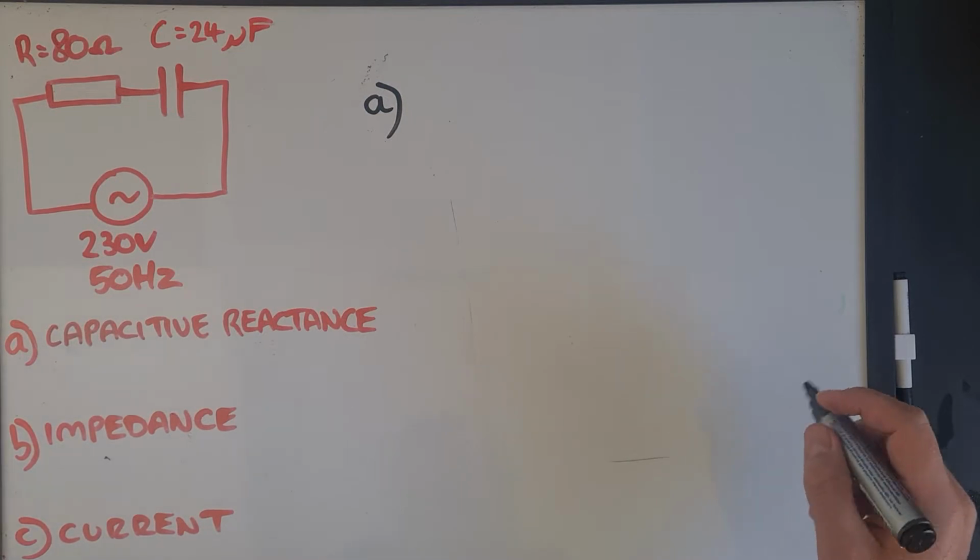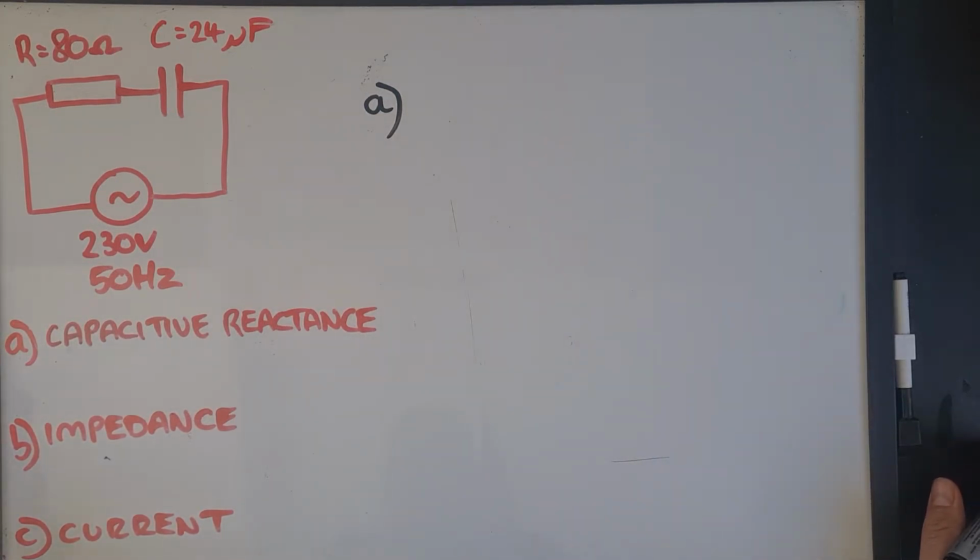Okay, so if you're not sure why this is important, well, in AC theory, we need to know for every single component that we deal with the degree to which it opposes current. It's very easy for a resistor, because that 80 ohms that we're shown in the question is the degree to which it opposes current. But for the capacitor, that value of 24 microfarads, even though it is very important in some regards, doesn't tell us the degree to which that component opposes current. So we need to work out the capacitive reactance.